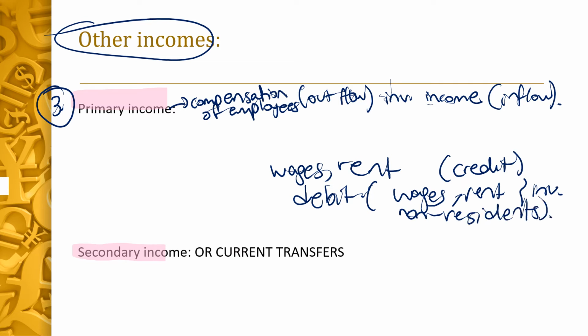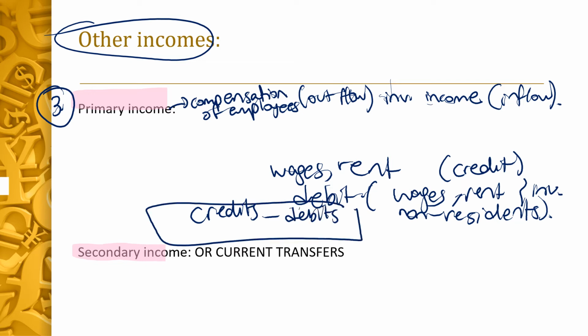Now, how can I calculate the balance of primary income? So it's always the expenditure and the revenue, right? So I need to subtract here at that point. I would be subtracting credits minus the debits. This is how I will calculate the balance of primary income.